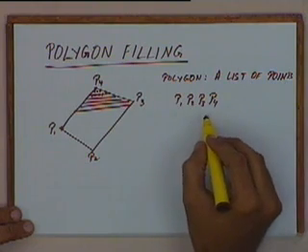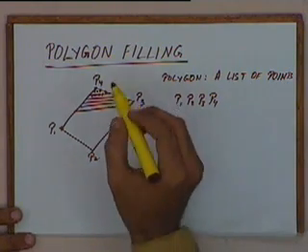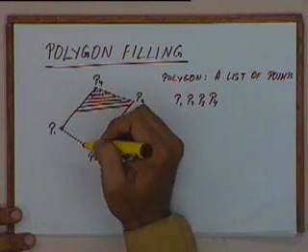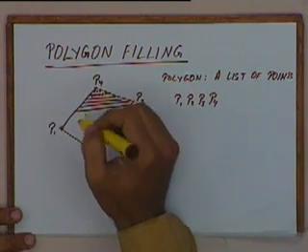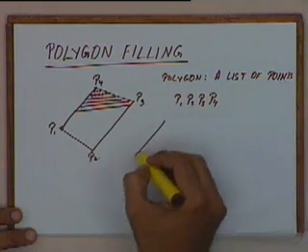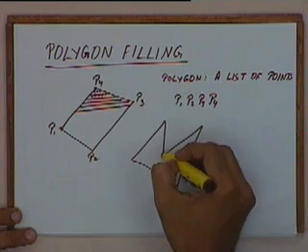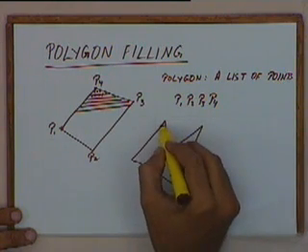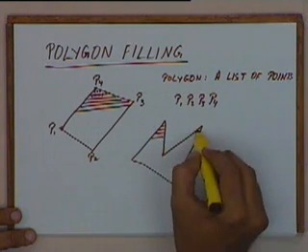So if you have a list of points, then a polygon filling algorithm will highlight all the points which are inside the polygon. The polygon need not be a simple convex polygon like this. It can also be a concave polygon like this. So, in the case of a concave polygon, similar thing would be done.